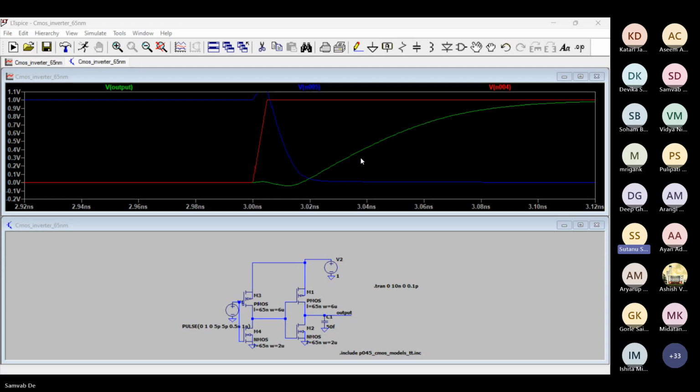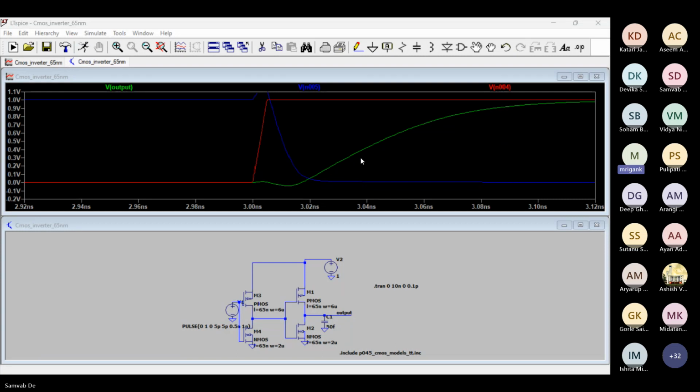Sir, one more thing I wanted to confirm. If we simulate this without using the external capacitor, then changing the width will not give much effect on the delay, right? Because the parasitic capacitances are very small. Is that the reason? Because I simulated it without the capacitor and changing the width did not contribute much to the change of delay.